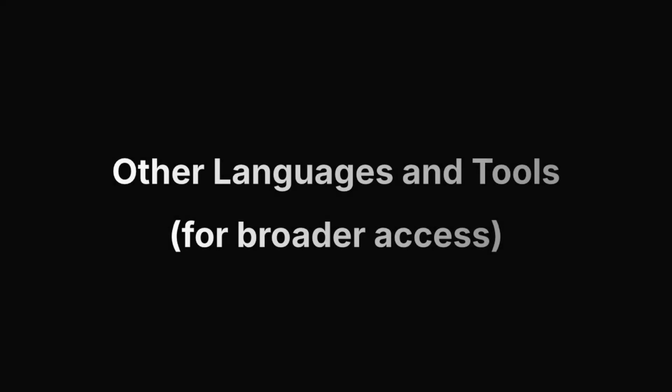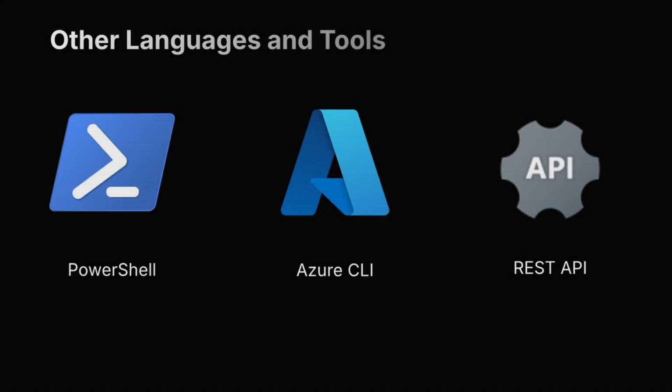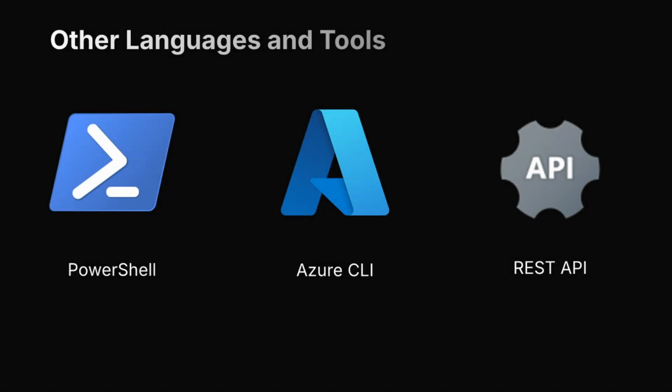Okay, how about other languages and tools for broad access? We have PowerShell, Azure CLI, and REST API. About PowerShell, its primary use is for scripting and automation tasks related to Azure resource management, including Azure OpenAI deployments and configurations. Azure CLI, the Azure Command Line Interface, allows developers to manage Azure resources, including Azure OpenAI, through command line commands. This is useful for automation and scripting.